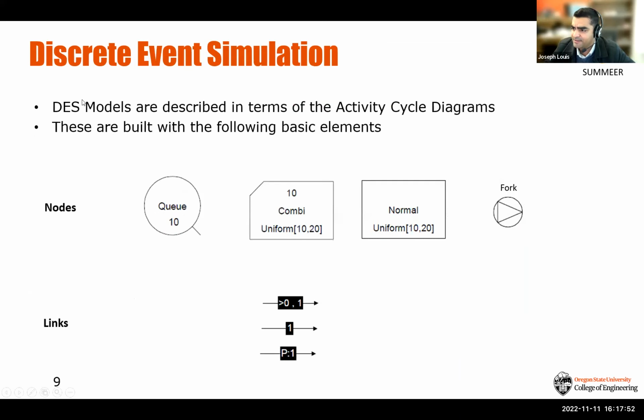All right. And just getting a little more technical into how to do discrete event simulation. In the software that I'm about to show you, discrete event simulation models are described in terms of what we call activity cycle diagrams. They are network diagrams where you have nodes and links. Your nodes can basically be of three types. You can have queues, combis, or normals. These are kind of grouped together as activities and forks. And you have links to connect these nodes.